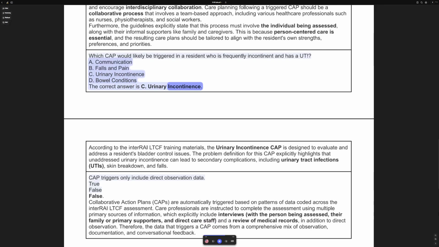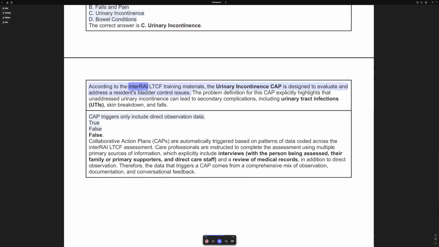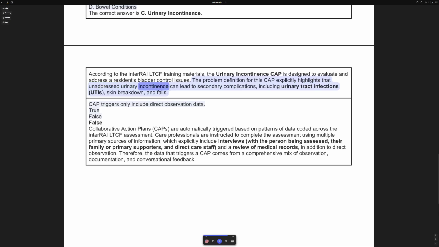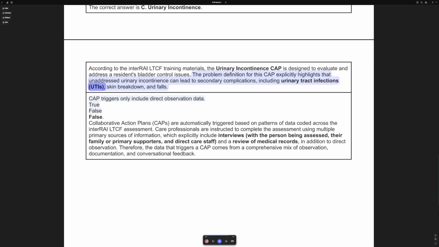Urinary incontinence. According to the interRAI LTCF training materials, the urinary incontinence CAP is designed to evaluate and address a resident's bladder control issues. The problem definition for this CAP explicitly highlights that unaddressed urinary incontinence can lead to secondary complications, including urinary tract infections, UTIs, skin breakdown, and falls.